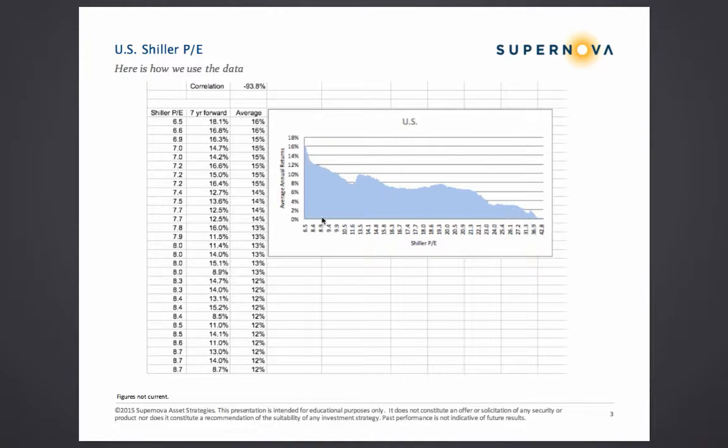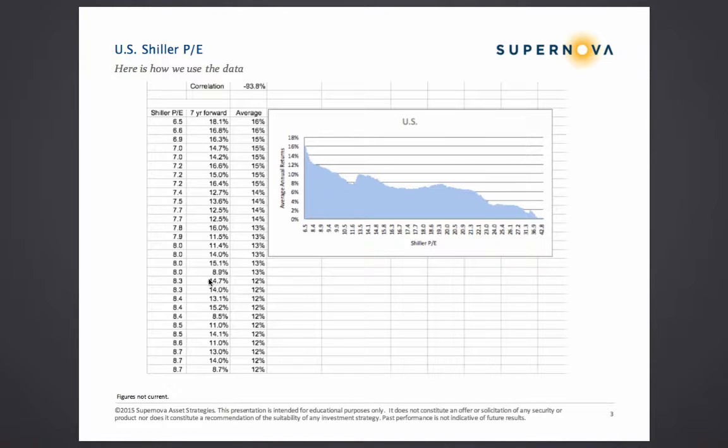This is how we use the data. We have monthly data going back to 1954. Here's the Shiller PE in different months. This is sorted by cheapness. And here are the 7-year average forward returns from these points in time.